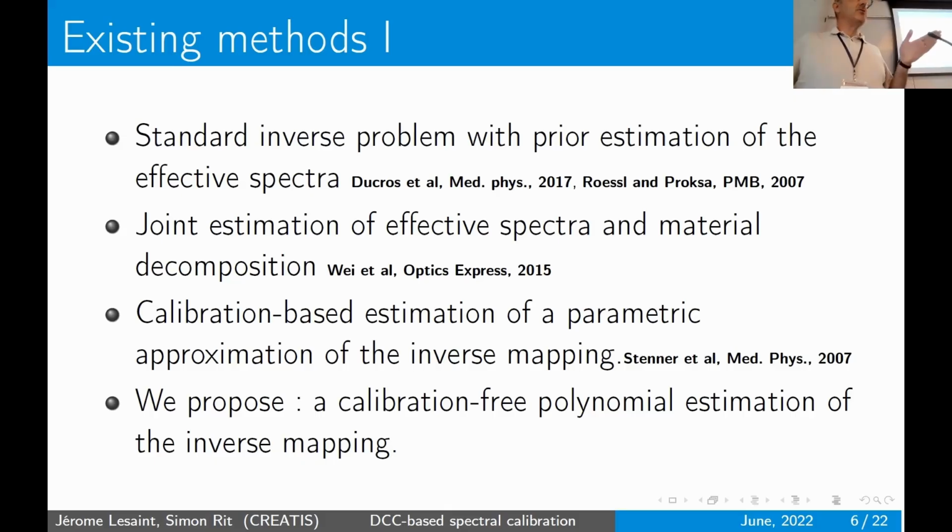Another line, instead of taking a standard inverse problem approach, is to approximate the inverse mapping with a parametric model, typically a polynomial model. The parametric model is then learned from a set of calibration measurements. In this work, what we try to achieve is to estimate this polynomial approximation of the inverse mapping, but without any calibration, simply using data consistency conditions.